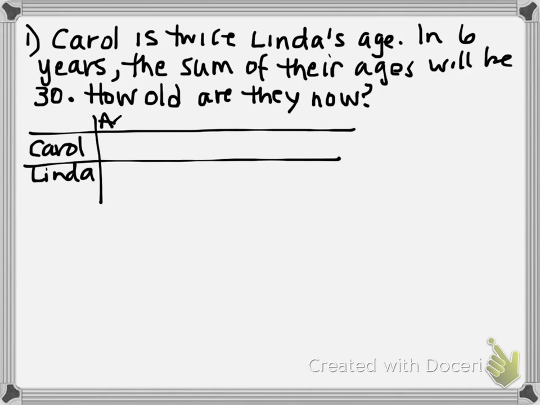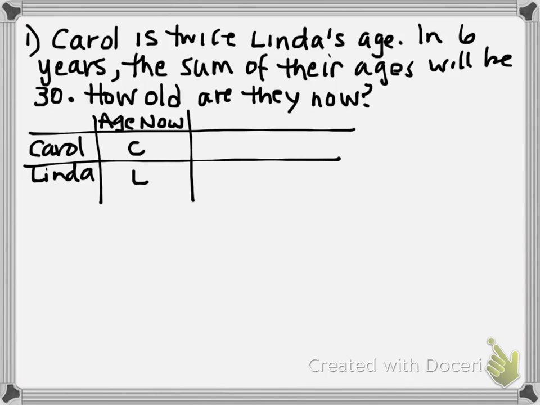We always talk about age now. And that's where we're going to get our two variables. I'm going to use C for Carol's age and L for Linda's age. That makes sense. Now, did they talk about their ages at a different time in this problem?